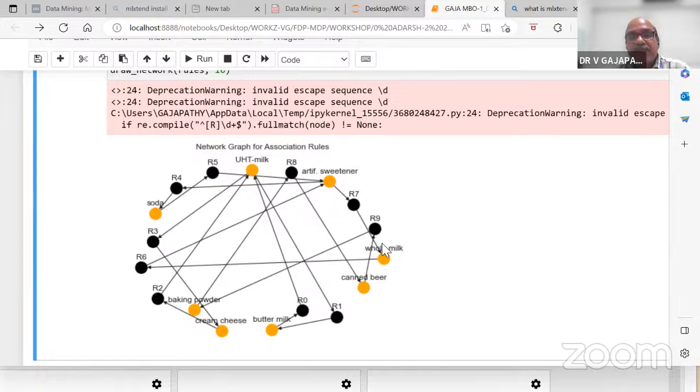Are you able to see my cursor? Whole milk. Okay, whole milk. Are you able to see? Are you able to see my cursor? Please. Yes, sir.